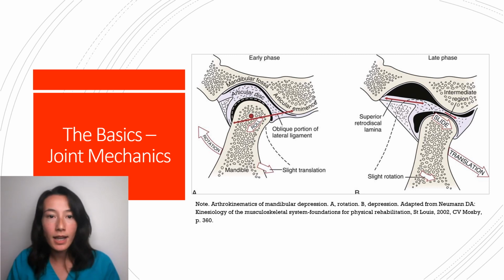So this is a picture showing the roll, then the anterior translation.